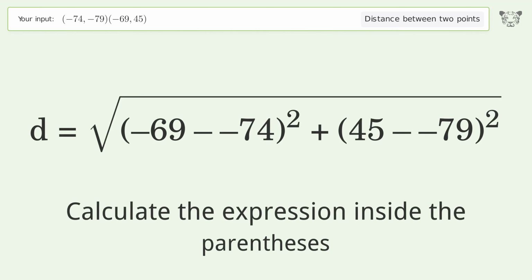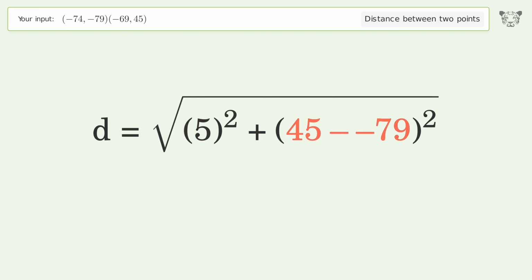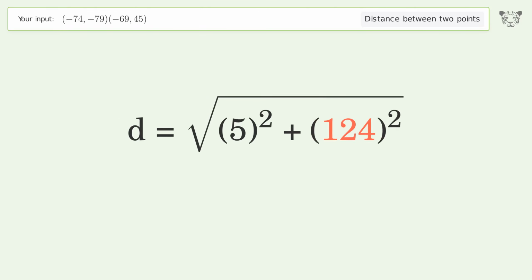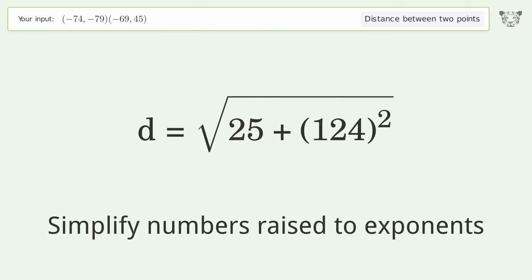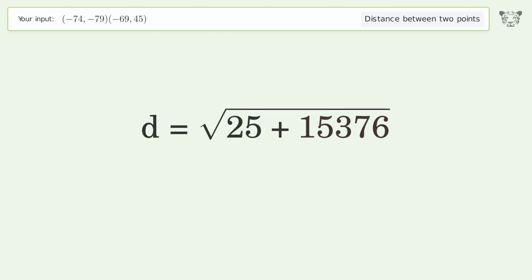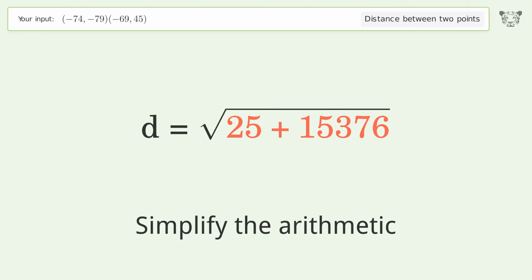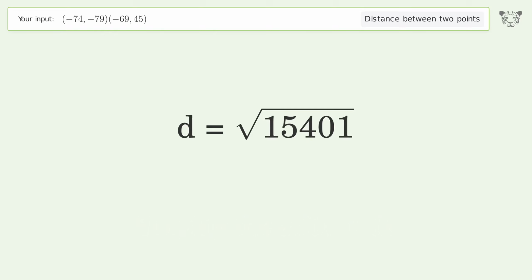Calculate the expression inside the parentheses. Simplify numbers raised to exponents. Simplify the arithmetic. And so the distance between the 2 points is the square root of 15,401, or 124.101.